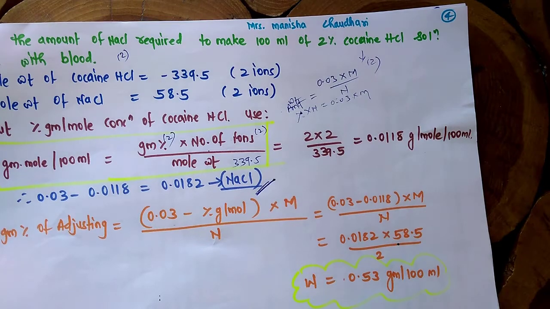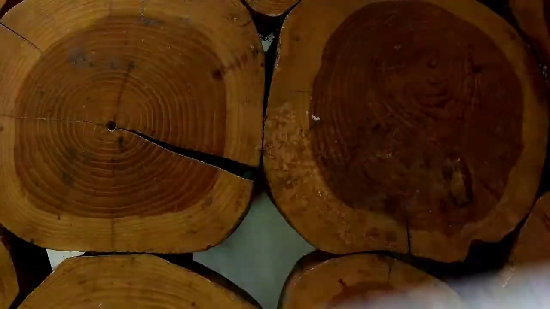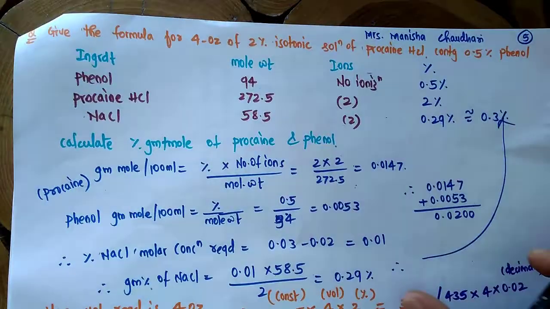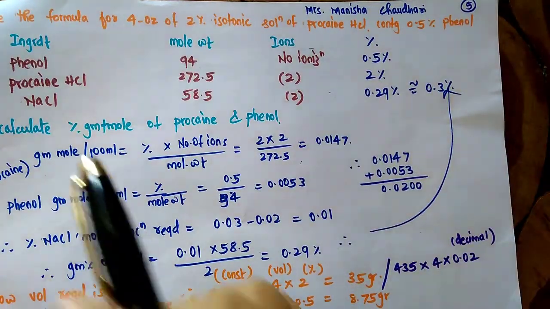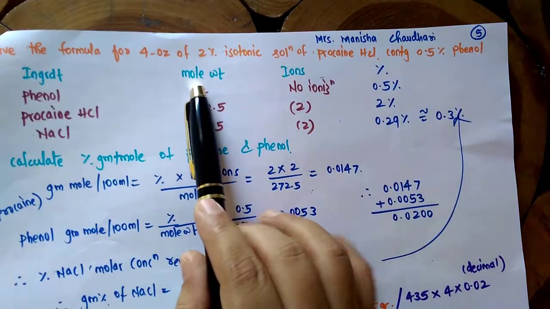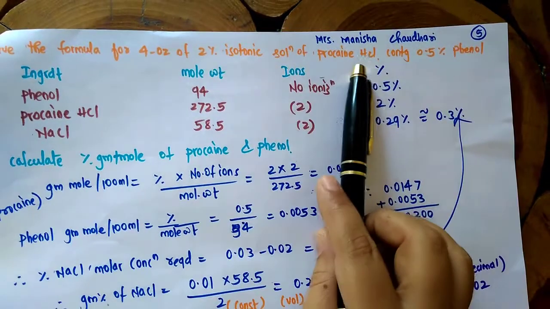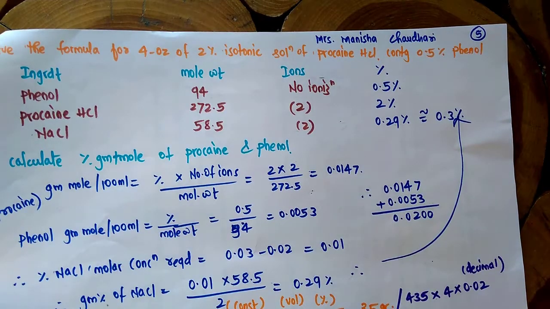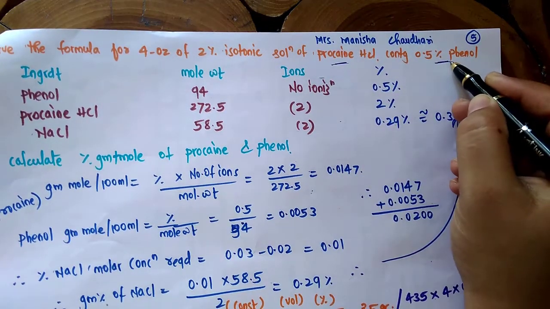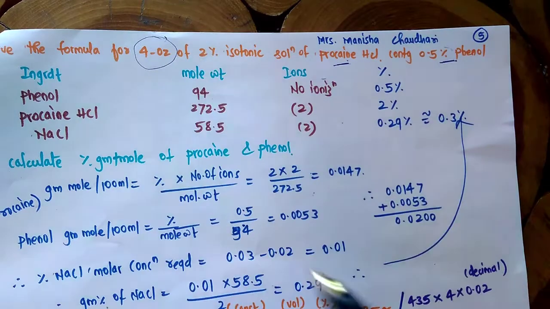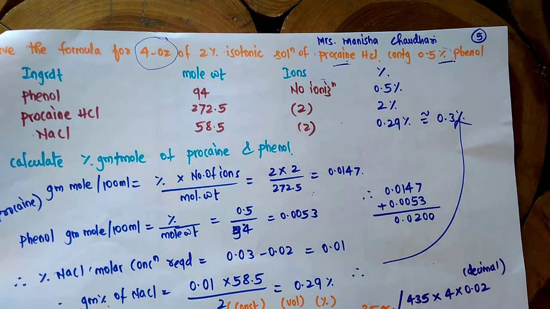This type of sums are also asked in the exam. Now again we have some different kind of example, that is: give the formula for 4 OZ of 2% isotonic solution of procaine hydrochloride containing 0.5% phenol. Now here procaine hydrochloride is there and phenol is there, and we are supposed to calculate the formula for 4 OZ of 2% isotonic solution of both the ingredients.